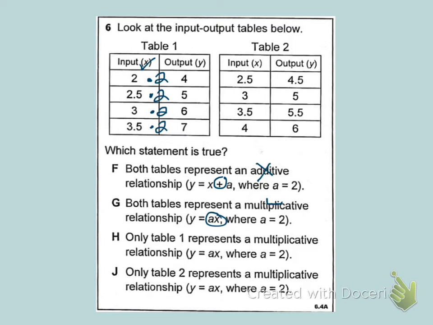Let's pick a number. I can't multiply any of these numbers to get x. Like 4 times what equals 6? It would be a decimal. So this is not multiplicative. Oh, sorry, right here. That's not multiplicative. Answer C, only one represents a multiplicative relationship. That's true. And answer J says that they both represent, and we just said that they don't both.